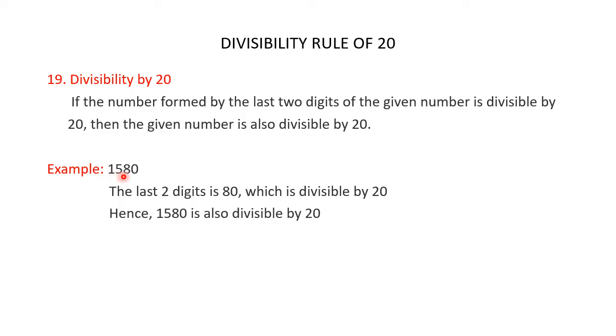Consider the number 1580. The last two digits of the given number is 80. 80 is divisible by 20. Hence, the given number 1580 is also divisible by 20.